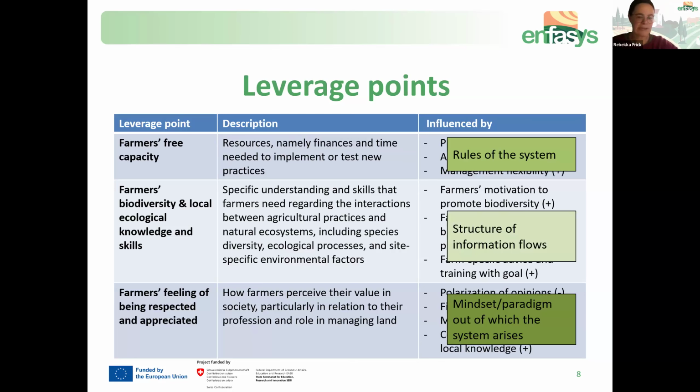So I would just like to shortly do a bit of an analysis on these leverage points and highlight how, according to Meadows' theory of how to intervene in the system, how deep these leverage points could be classified. And when they are talking about depth of leverage points, they mean how much effect the leverage points actually have if an intervention is happening with that factor. And we see that this farmers' feeling of being respected and appreciated, referring to the mindset or paradigm out of which the system arises, seems to be a very deep leverage point. All of them could be classified as deep leverage points.